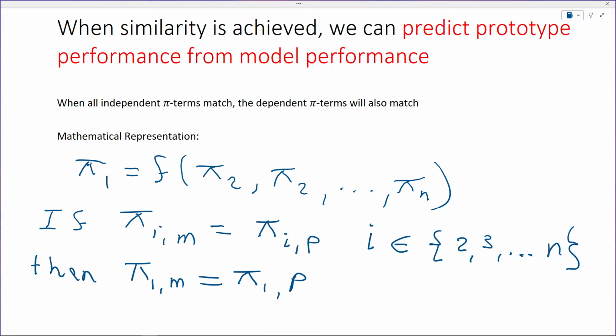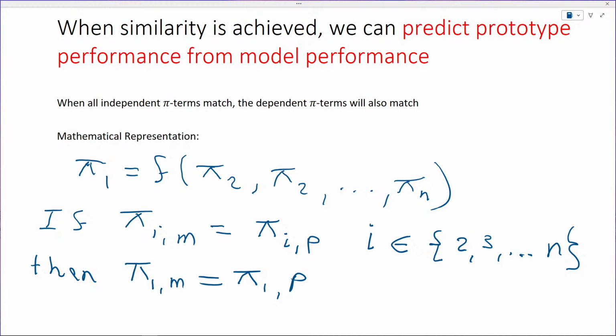Okay, so that's the idea. If the pi of my dependent variable between the model and the prototype match, so this from 2, like the Reynolds number, whatever, all these other pi terms represent the independent variables, and here pi 1 represents the dependent variable, which is like the drag force or drag coefficient, as in this guy here.